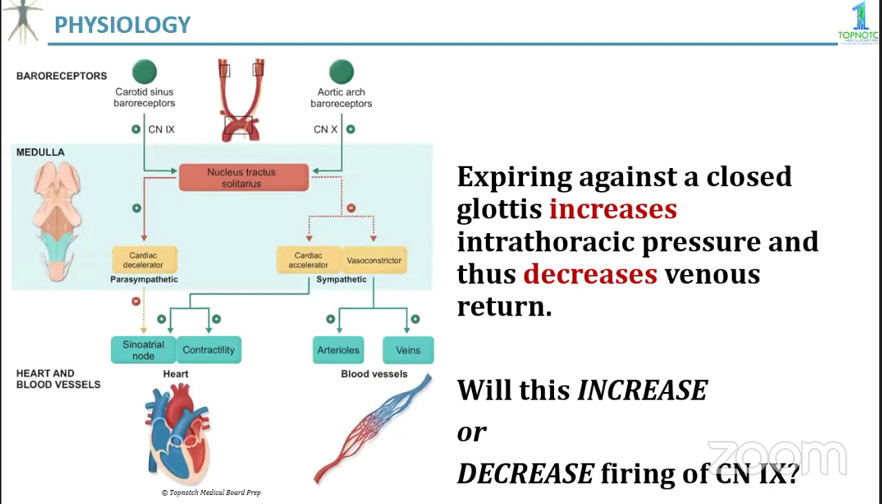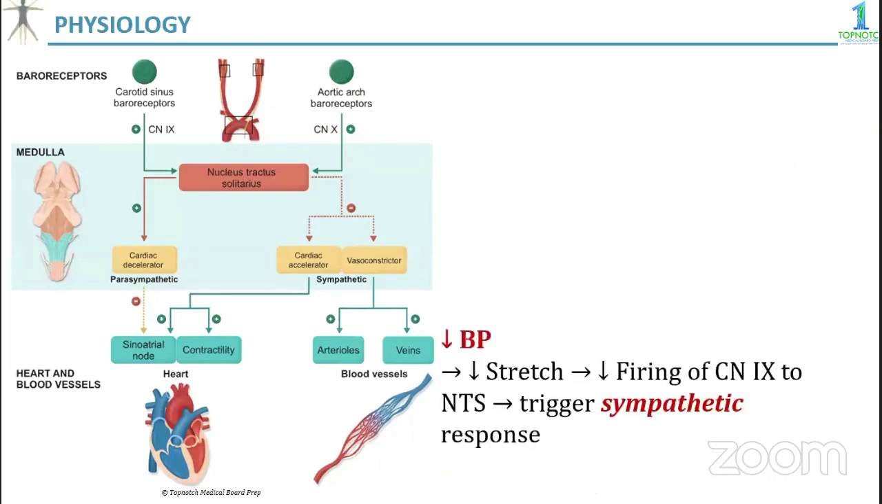Okay, another important concept in physiology is yung ating baroreceptor. So kapag nag-expire ka against a closed glottis, you actually increase your intrathoracic pressure, thus decreasing the venous return. Pero ang question here is what will happen to the firing of cranial nerve number 9 or the glossopharyngeal nerve? Your cranial nerve number 9 is your parasympathetic. So in this scenario, it will actually decrease. Okay? So magde-decrease siya. So bakit?